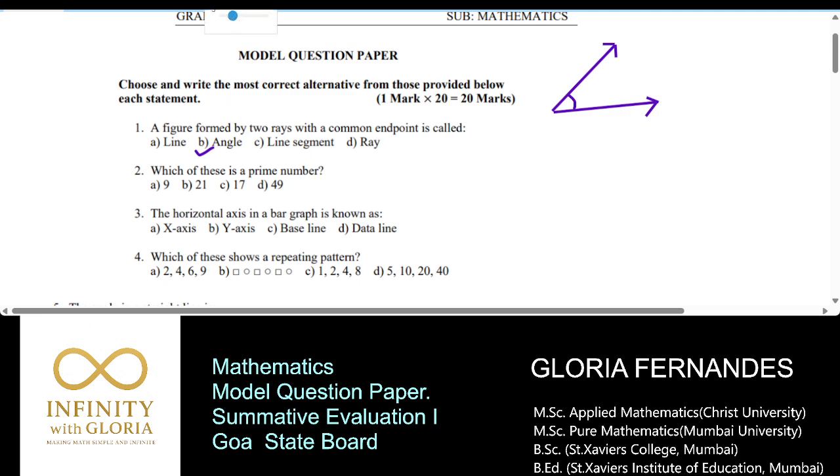Alright, now next. Which of these is a prime number? Which is the prime number over here? 9 cannot be because 3 threes are 9, 7 threes are 21. Yes, 17 doesn't have any factors other than 1 and 17 itself. So 17 is a prime number. 49 can also be written as 7 sevens. So your answer is 17.